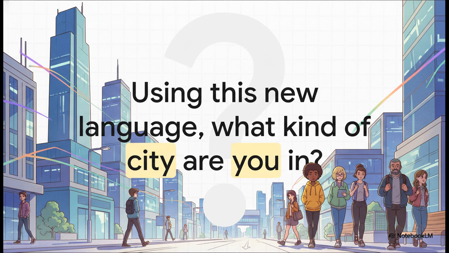So the next time you look at a skyline or you're just walking down a busy street, you now have the vocabulary to decode what you're actually seeing. So my question to you is this: using these new lenses, what kind of city are you in right now?